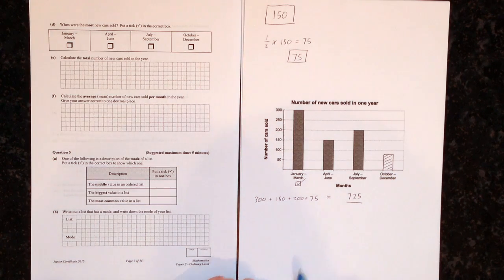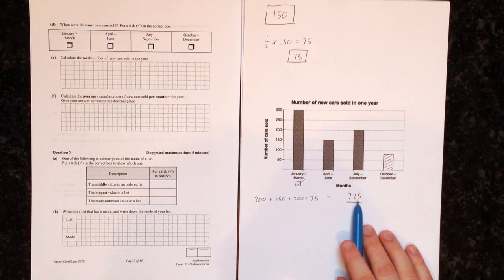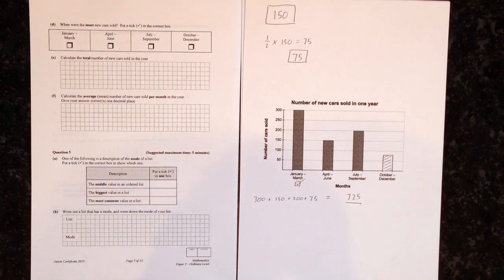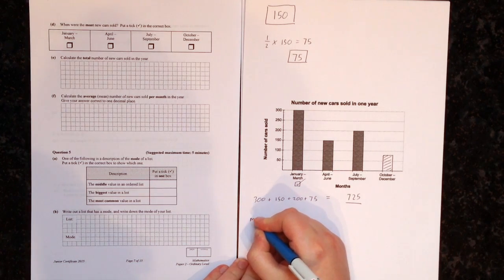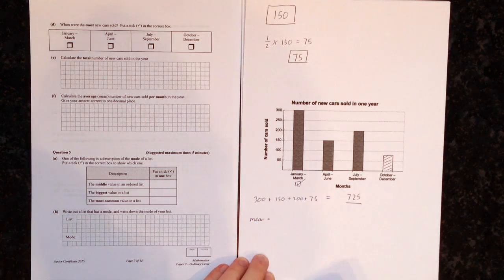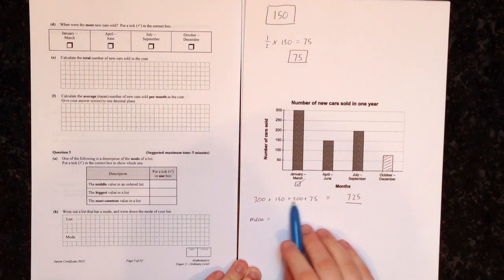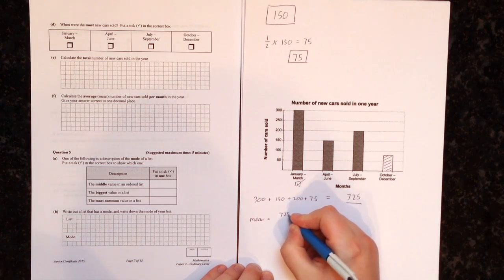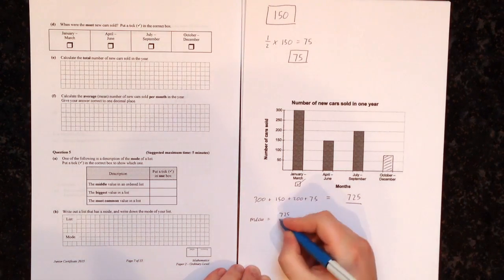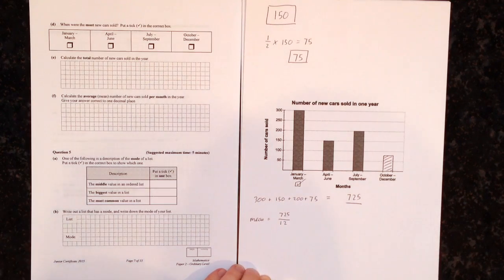So the number of cars sold is 725, and we want to divide that by the number of months to get the average number of cars sold each month. So the mean will be equal to the sum of the numbers, so that's what we just calculated in the last part of the question, as 725 divided by the number of numbers, which is 12, because there are 12 months in the year.